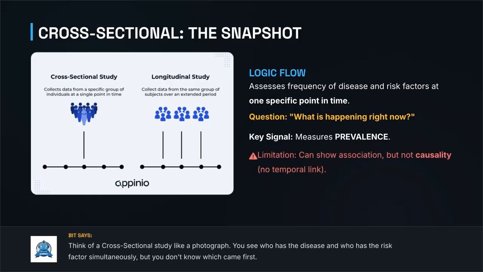BIT says the absolute biggest trap here is the lack of a temporal link. You see the exposure and disease simultaneously, so you do not know if the person started sneezing because of the hat or if they put the hat on after they started sneezing. It can show association, but it absolutely cannot establish causality. It is cheap and fast, but you sacrifice the ability to prove what caused the outcome.